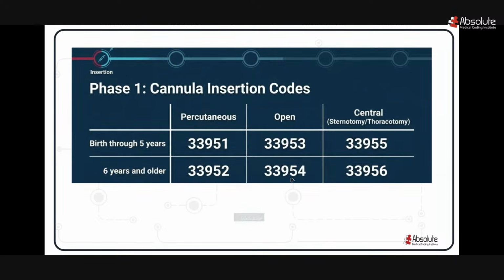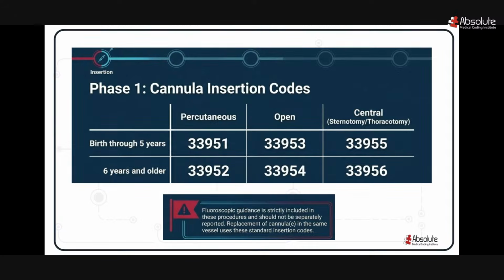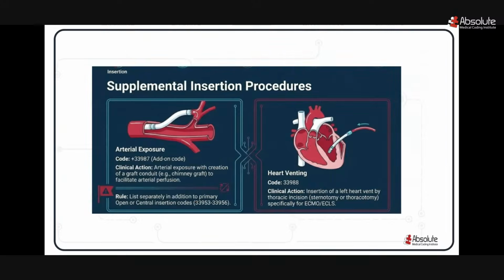Now, an important coding guideline you have to remember here is that in some of these codes, fluoroscopic guidance is included. You can understand this from the code language itself. So make sure you do not code the fluoroscopic guidance with such codes. Okay, so you can make a note of that. And we also have some add-on codes that can be used along with the insertion codes. There are 33987 and 33988, so you can use them accordingly.